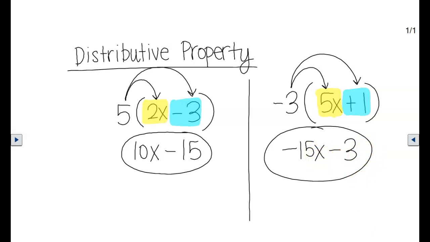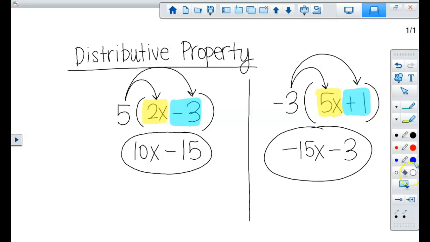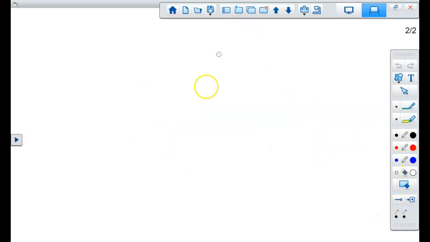So distributive property, taking a number and multiplying it by a group. And we do that by multiplying each member of the group by that number. Then, last week, we worked on combining like terms.